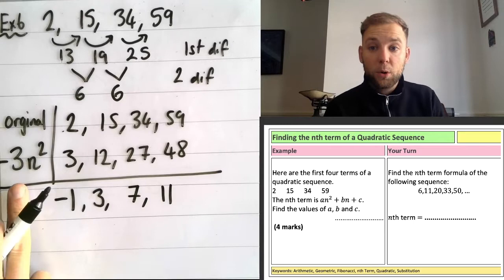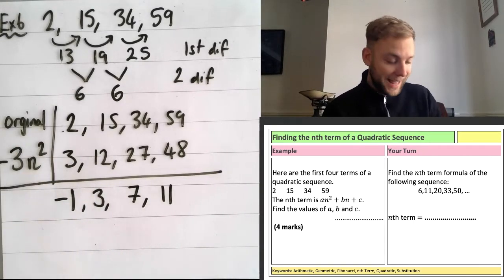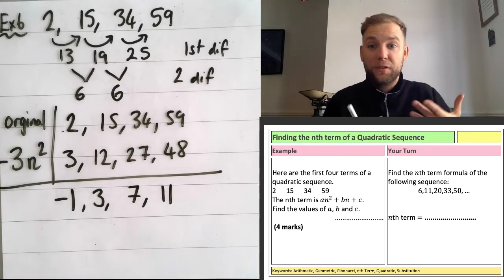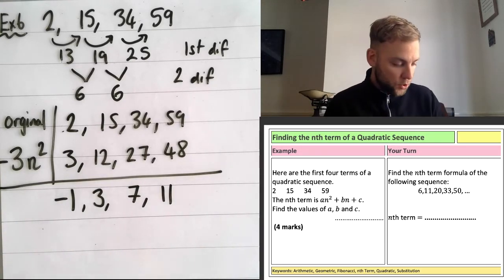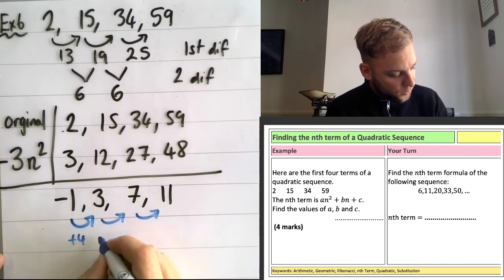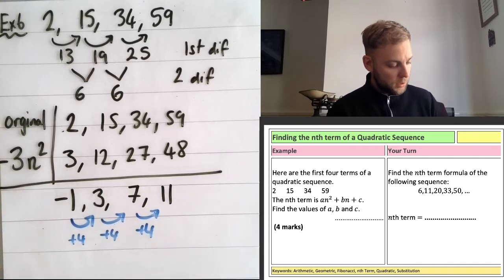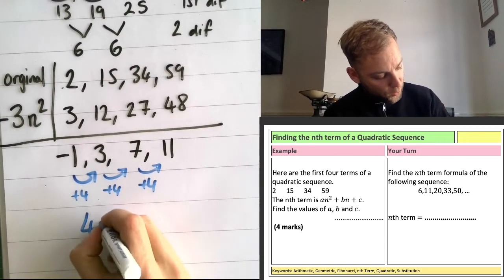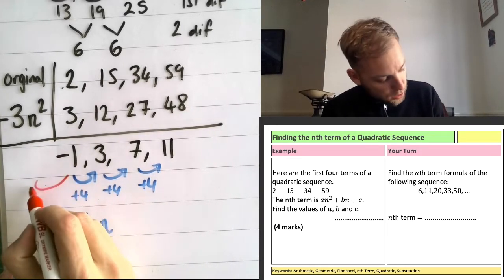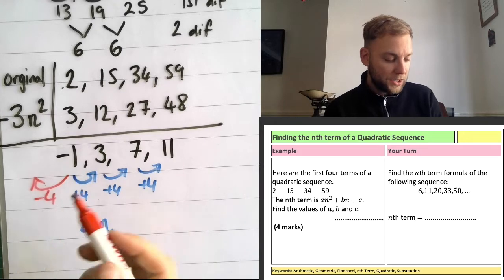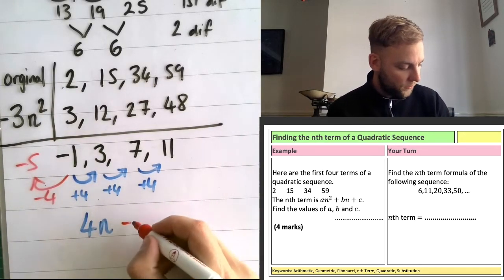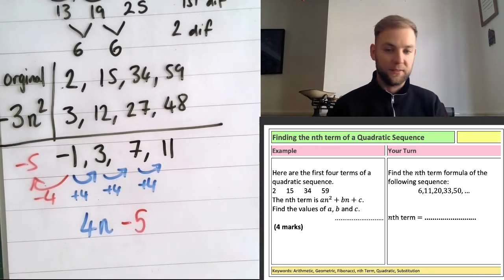So I've got my quadratic part here. I've got this 3n squared, and now I've got my linear part, and I've got to find out my linear part. So I'm going to use Dino for that, the difference and the 0th term. So what am I going up by here? Well, I'm going up by 4, aren't I? 4, 4, and 4, which means that it's going to be 4n. And then I find my 0th term by going back 1. So minus 1 minus 4 is minus 5. So 4n minus 5 there, like so.